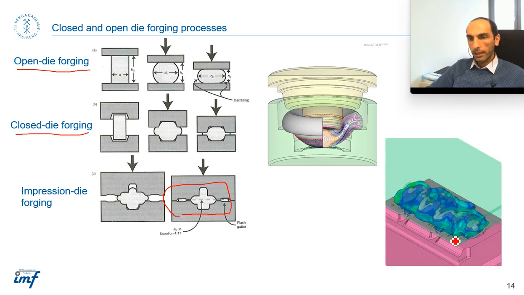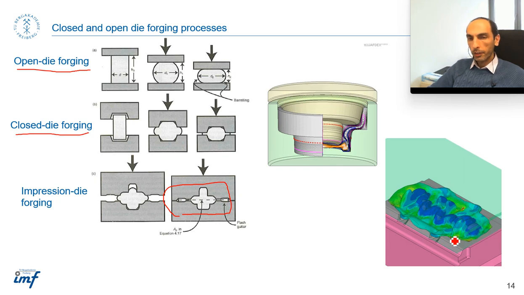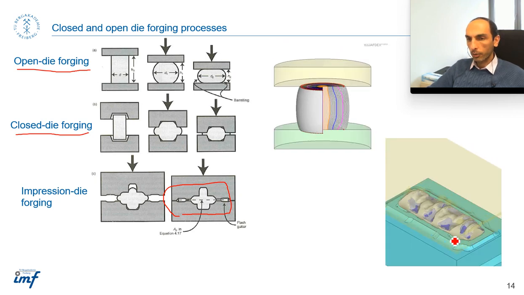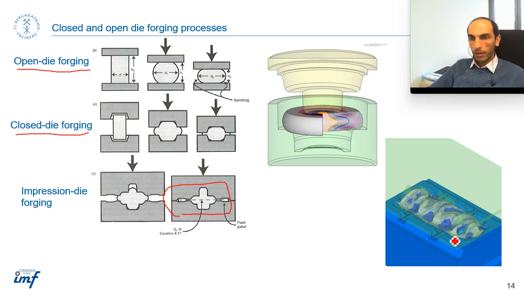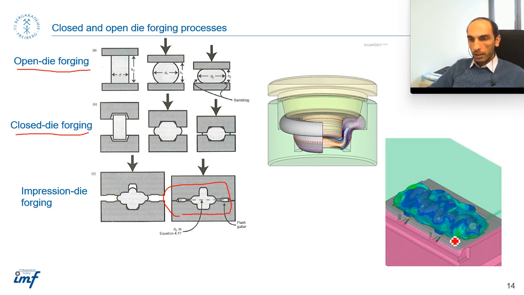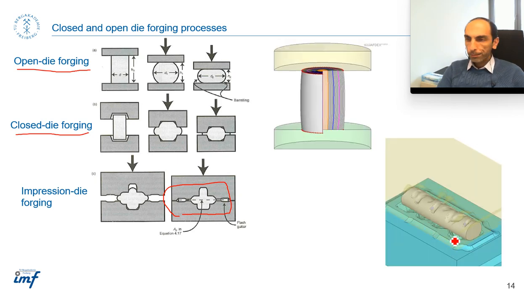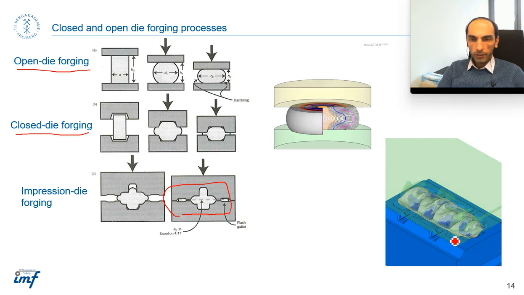Again, closed die does not mean fully closed. If you have flash, it's still a closed die forging. And later we will explain why we should design a flash area and why we need the flash. And if you do not design the flash, what may happen?